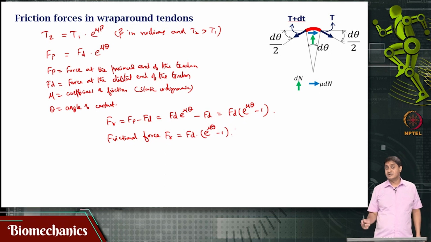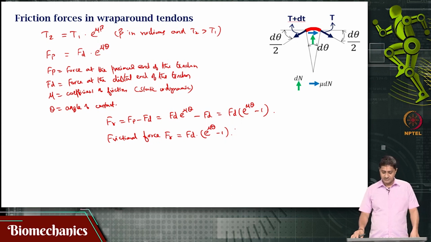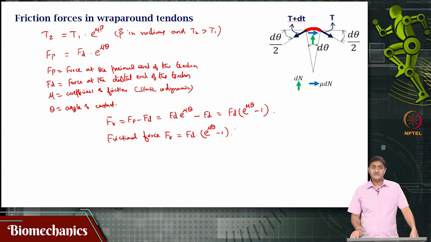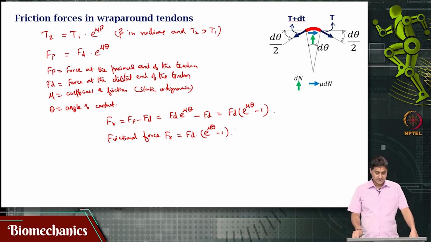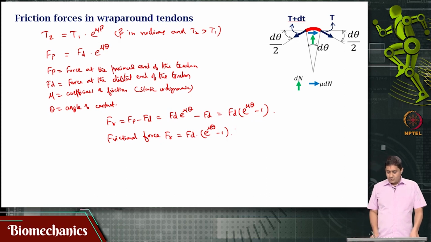So, the frictional force is a function of the coefficient of friction and the angle of contact, right. That is what we learn from this mini derivation. Okay. Now, a question is, how is this directly relevant in biomechanics?